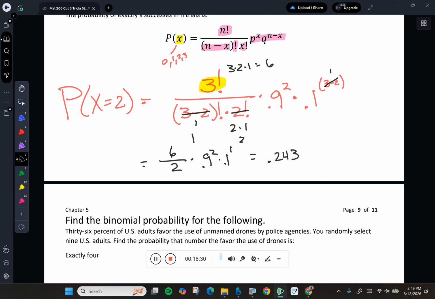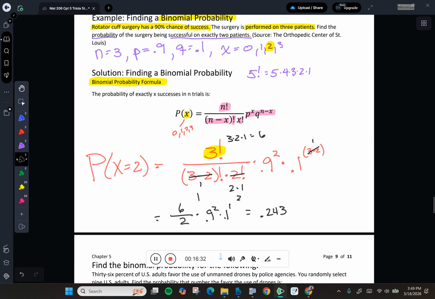Or, if you want to think about this in terms of what it means, is that even though this surgery has a 90% chance of success on one surgery, there's only about a 24% chance that if I perform this surgery 3 times, it'll be a failure once and successful twice. Now that number seems awfully low, especially considering we're looking at a 90% chance of success. Trust the math. Right? There's a lot going on here.